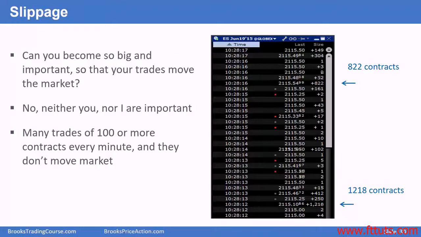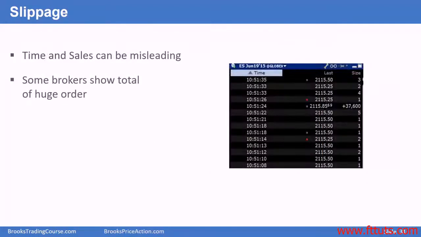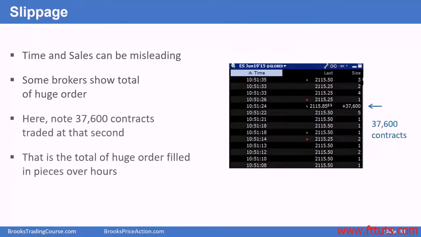I have to say one other thing about slippage. When you look at time and sales from a broker, there are all kinds of problems with their time and sales charts. Some charts only show limit orders, others have mistakes. For example, look at this. 37,000 contracts traded right here, and the market didn't even move a tick. Do you think 37,000 contracts really traded? Of course not. That's probably an order that was filled over the course of an hour or two, and when the final piece of the order got filled, the time and sales showed the fill. Or it could simply be a mistake.